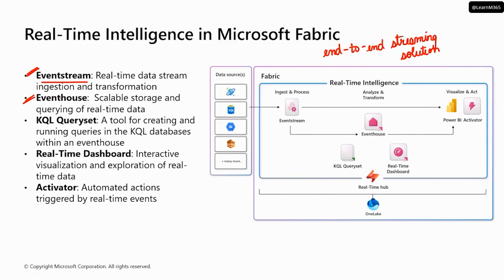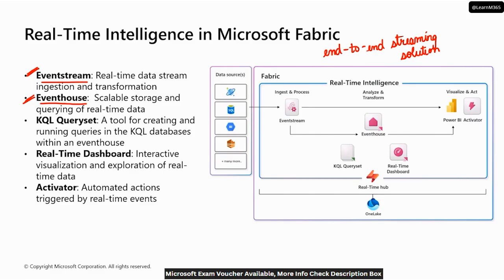Then we have Event House with us. What is this Event House? Event House is a scalable storage engine for storing real-time events. If you want to store some real-time events, we have a scalable storage engine, which is known as the Event House.